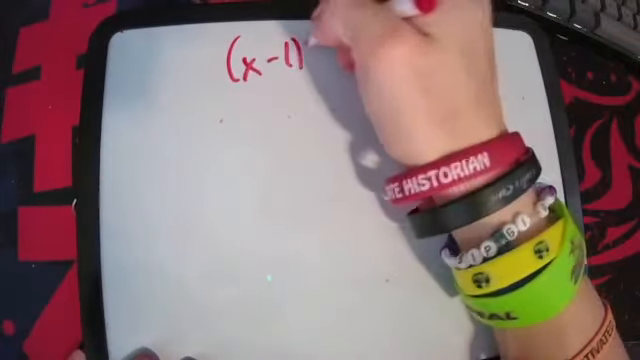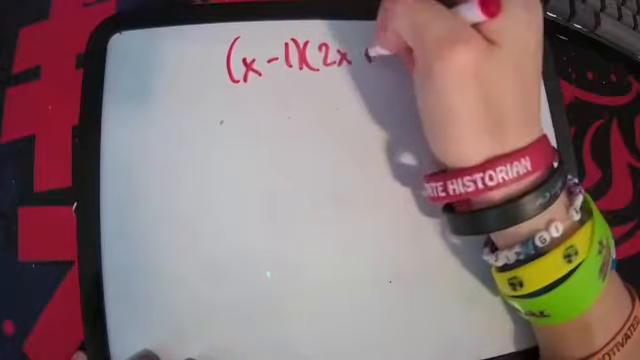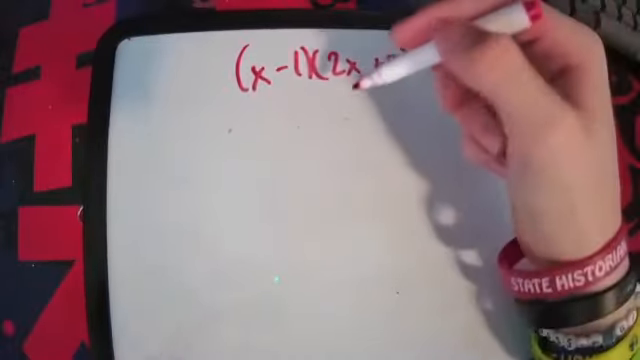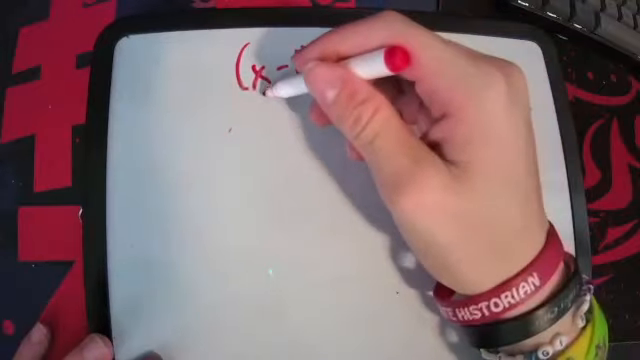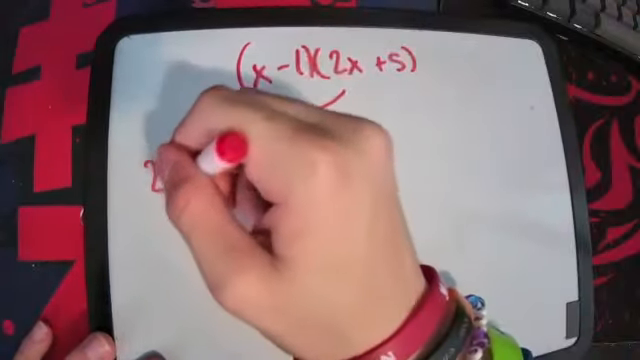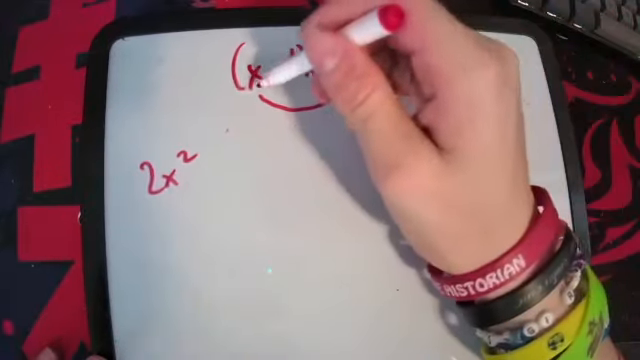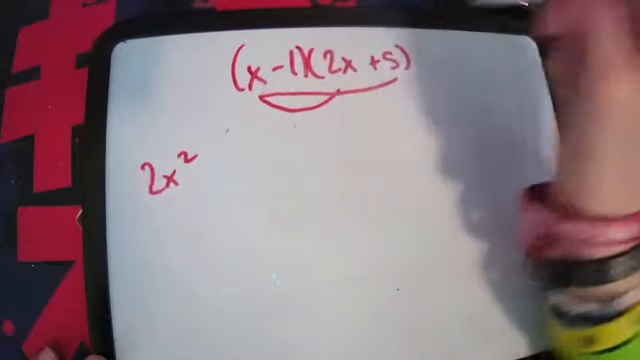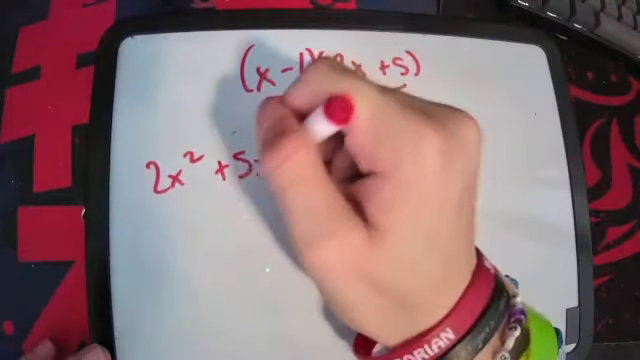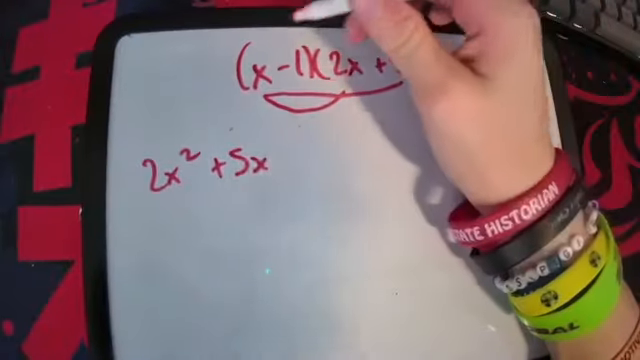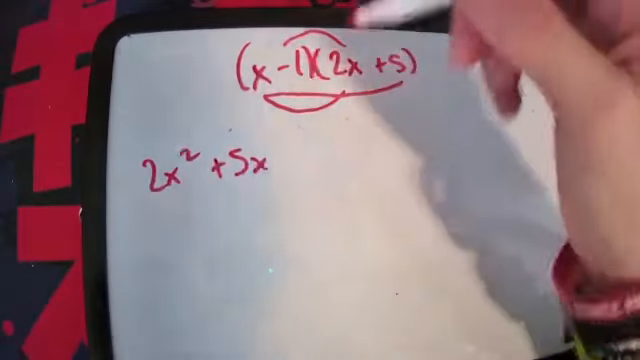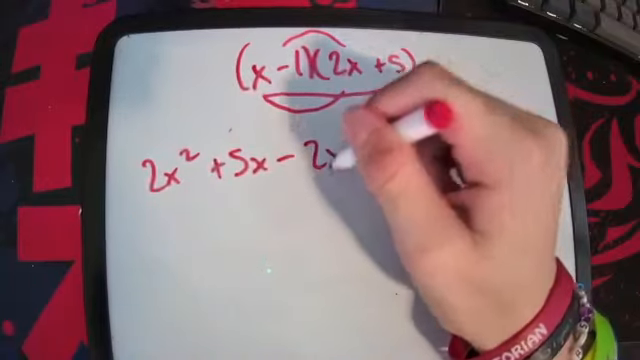So let's move on to example problem number 2. We have (x - 1)(2x + 5). So we multiply the first two terms together again. So x times 2x is equal to 2x squared. Next, we have to multiply the outermost two terms together, which is x and positive 5, which is just 5x. Then we multiply the innermost two terms together, which is negative 1 and 2x, which is negative 2x.